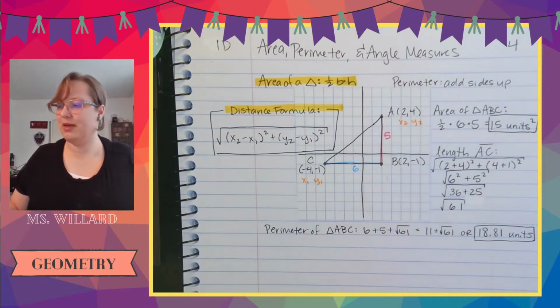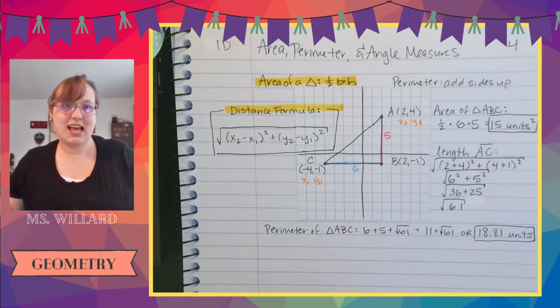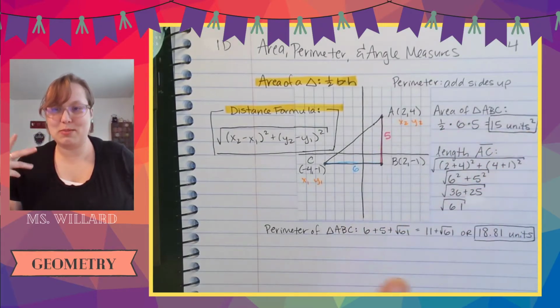And then just as a little baby reminder, area is units squared. Perimeter is just units. I didn't multiply anything together.